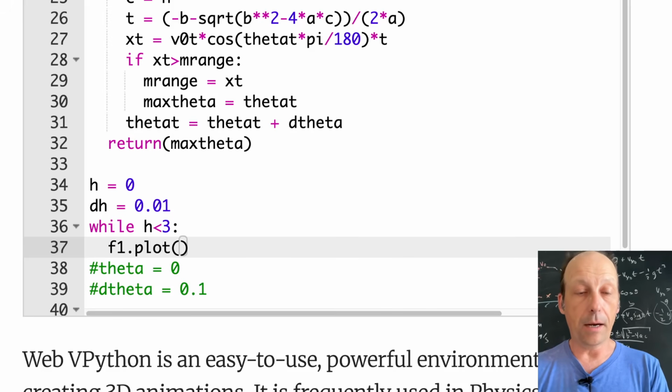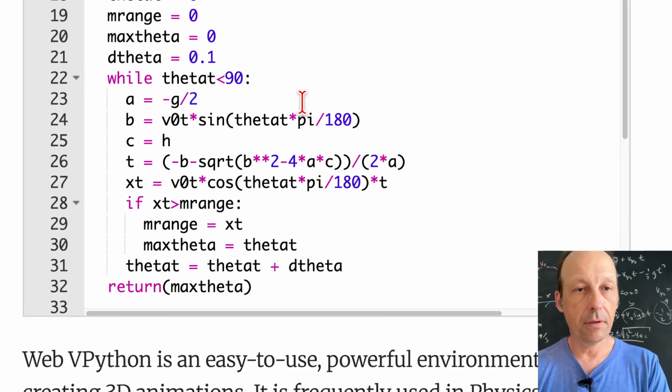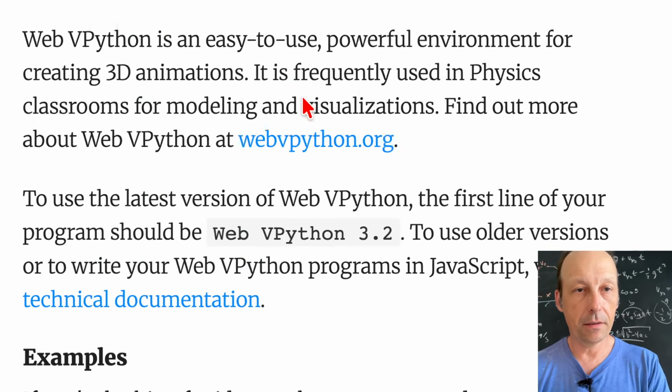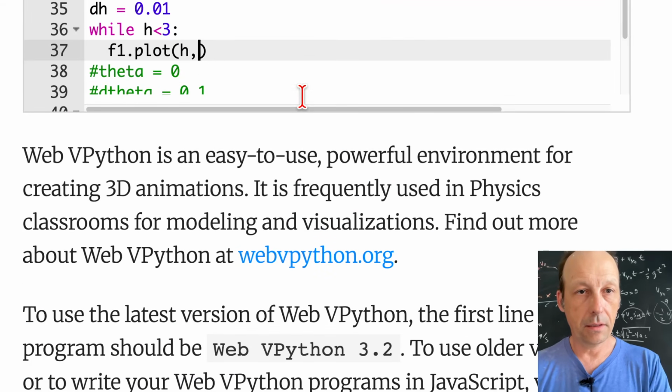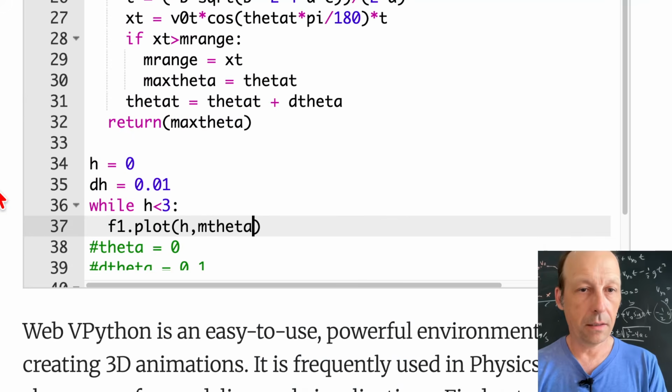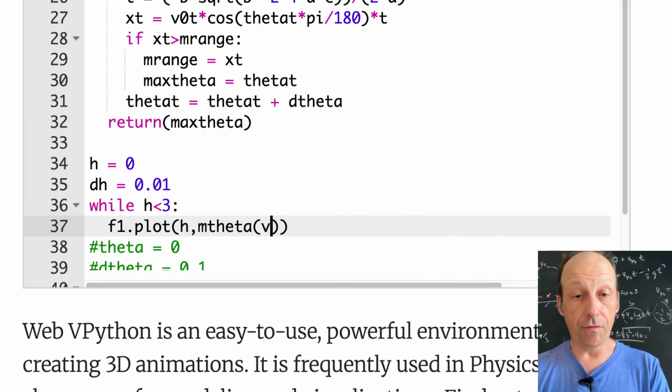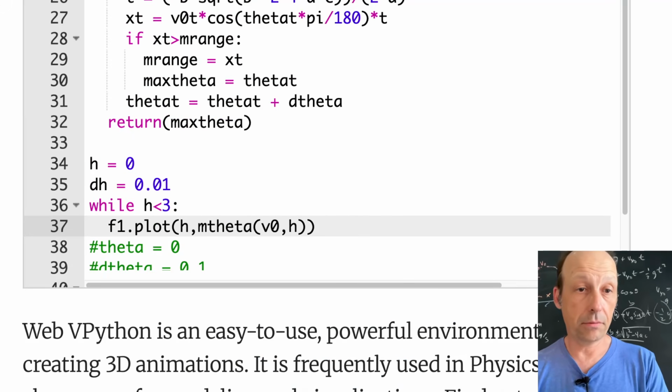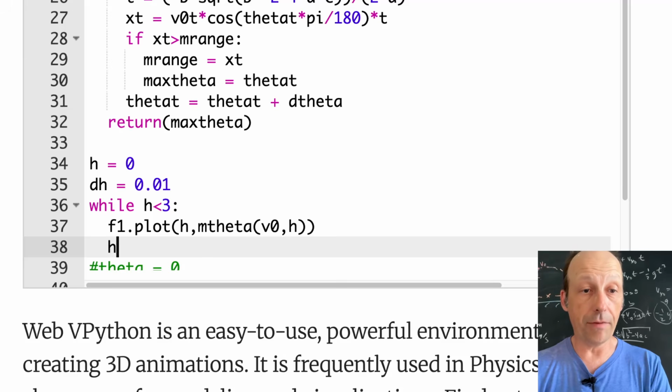f1.plot h, and then, what did I just call this? m theta, and I'm going to pass to it v0 and h. And then I'm going to increase my value of h equals h plus dh.